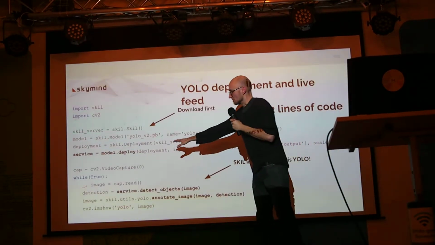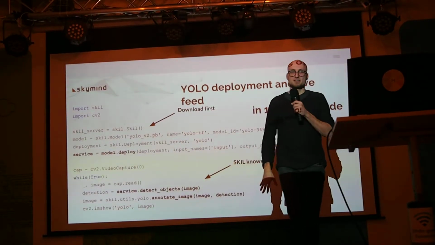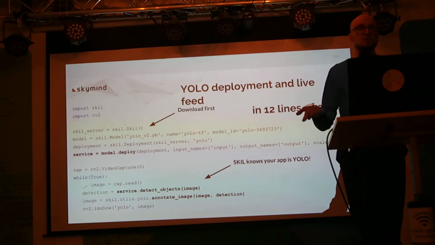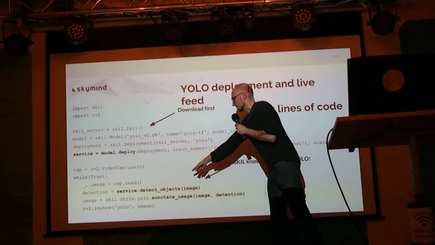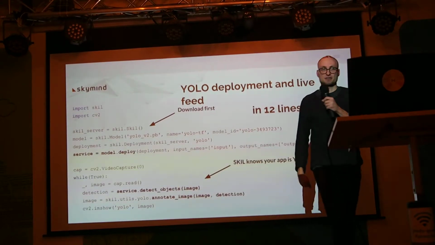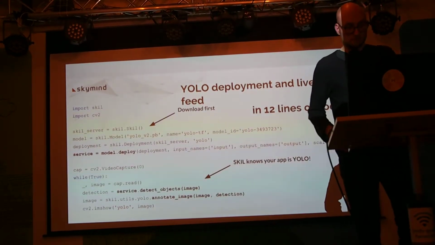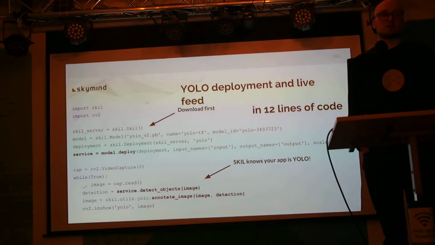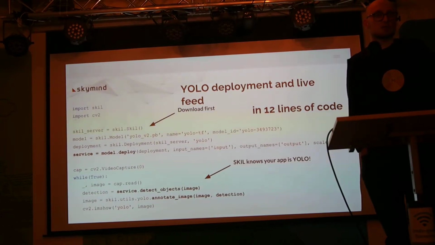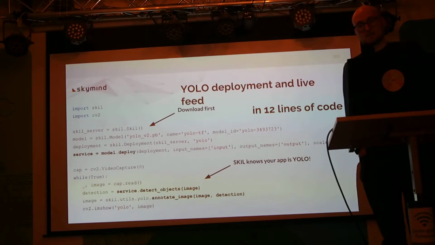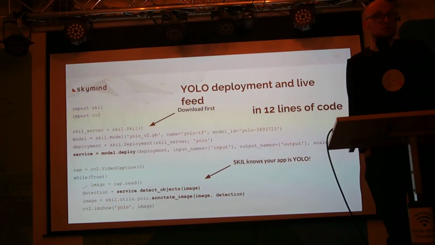And the lower part here is essentially just starting the webcam and feeding images into it. But what you should look out for is this line here, service.detect_objects. The cool thing is that Skil automatically knows that the model you just imported is of object detection type, so it knows SSD and YOLO models, right? So if you import such a model, you can use the detect_objects method on an image, right?